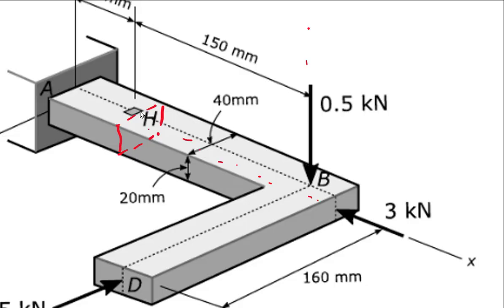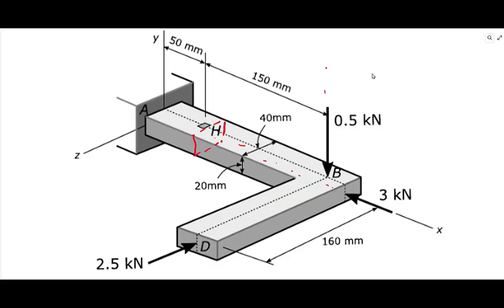and that would be a clockwise direction moment. So you bring 0.5 here and add a 0.5 times 150 moment in a clockwise direction about the z-axis. So this is the z-axis, this is the y-axis, and the longitudinal is the x-axis.